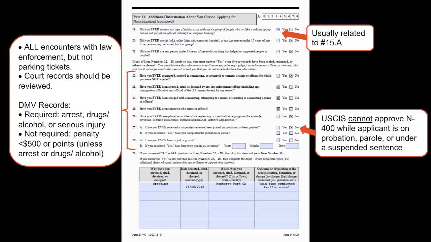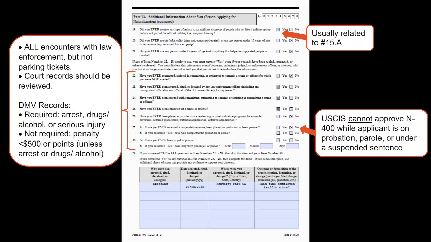If an applicant has been arrested before, they should be instructed to bring their court records. All court records should be reviewed by an immigration attorney. Certified court records may also be required at the interview, depending on the nature of the offense. For driving records or DMV records, you should obtain these if they were arrested, if the offense relates to drugs or alcohol, or the offense has caused serious injury.